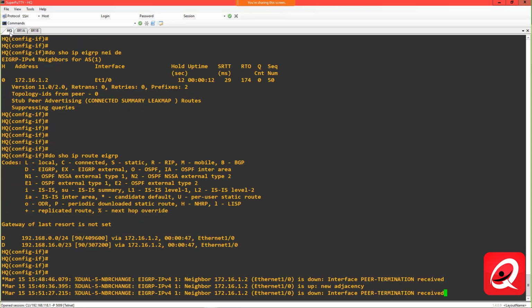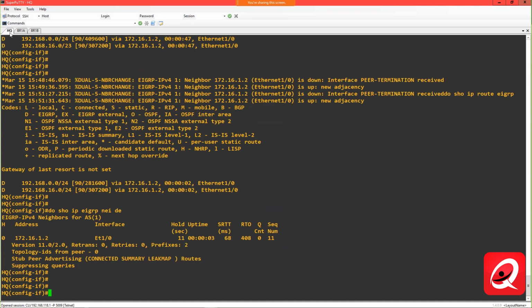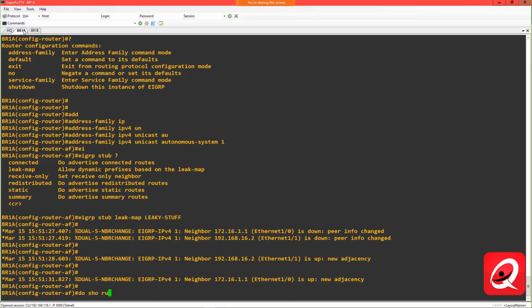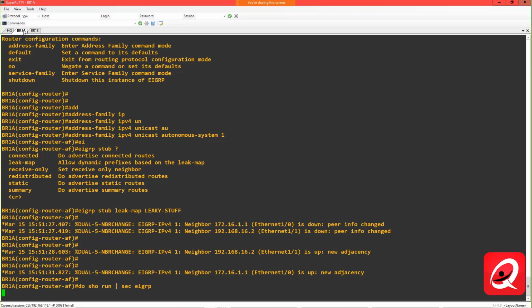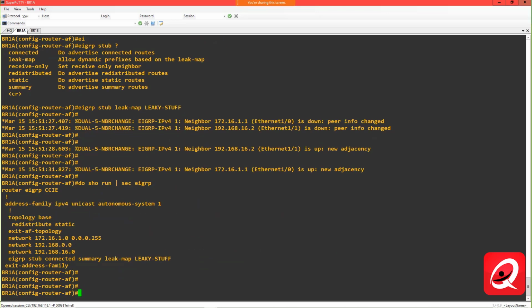And if I go back to HQ, I should see in the case of the neighbor, I have a leak map applied. Connected summary is also being sent in. If I do a show run section EIGRP, I can see the entire address family configuration. Oh, I haven't put in my summary. I guess I should do that.